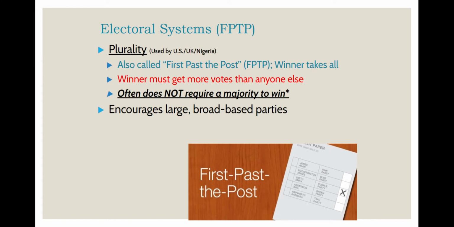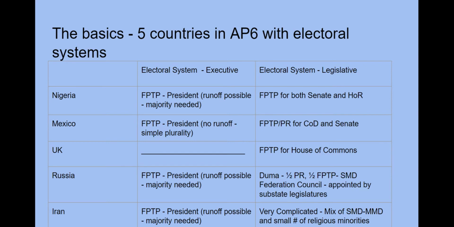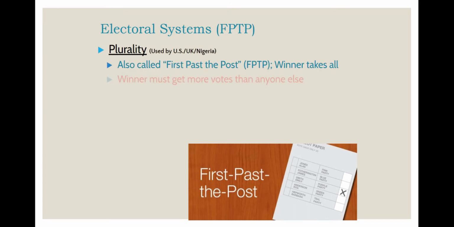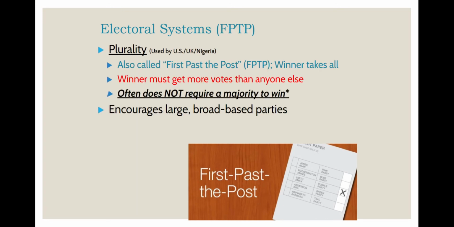So there are some countries, and specifically when we go back to our cheat sheet, Nigeria and Russia and Iran, that actually require the candidate in an election to get more than 50%, in an executive race. But also some countries do not, including Mexico and the United States. Generally speaking, the first past the post system encourages this splintering into 2 large, broad-based parties. So the United States is the ultimate representation of this, but you can also see this in some of the countries that we study, such as Nigeria and in the United Kingdom.